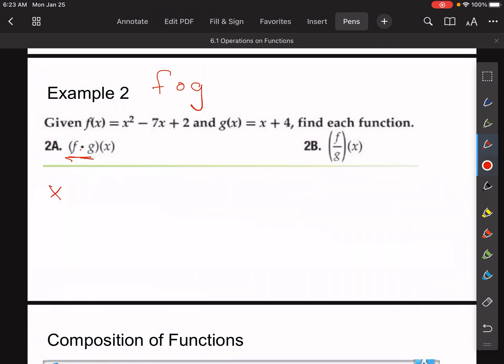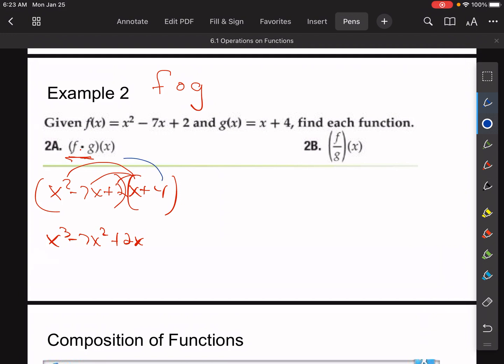So we have x squared minus 7x plus 2 multiplied by x plus 4. We're going to FOIL it out. So I get x cubed minus 7x squared plus 2x, and then I'm going to do the same thing with the 4. So plus 4x squared minus 28x plus 8, just distributing the 4 out there.